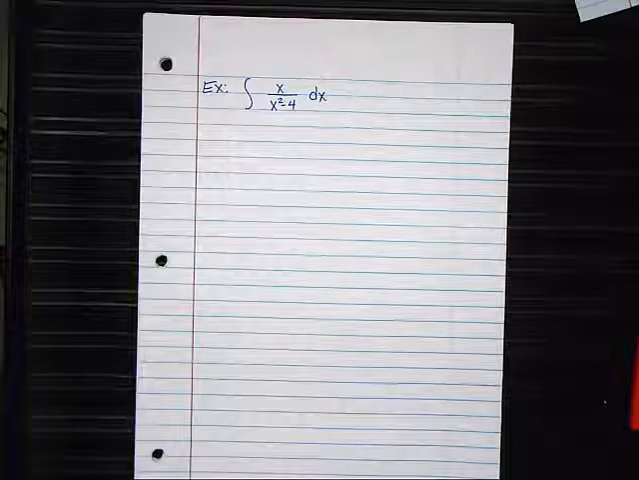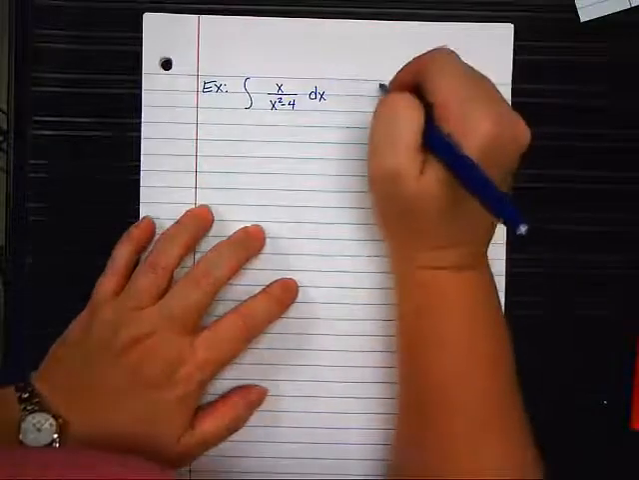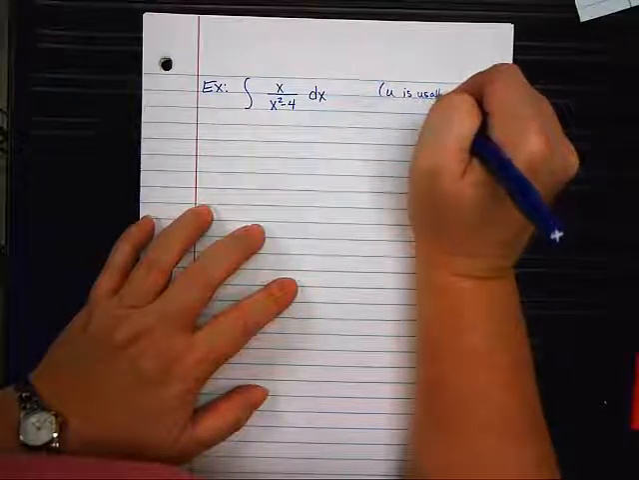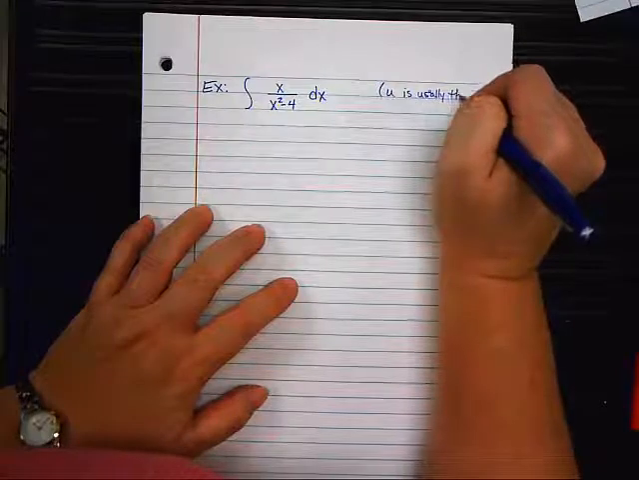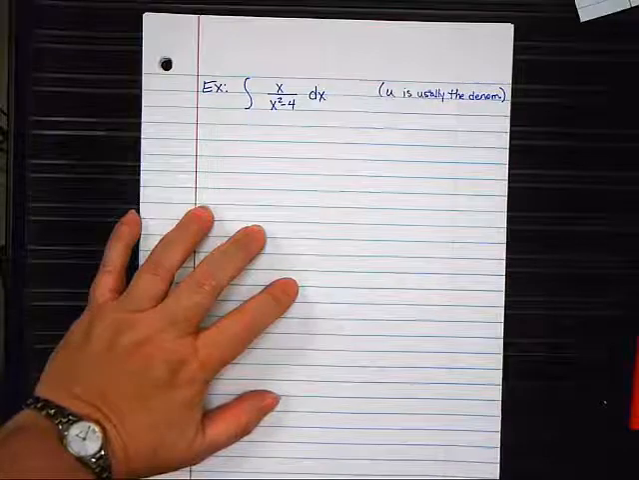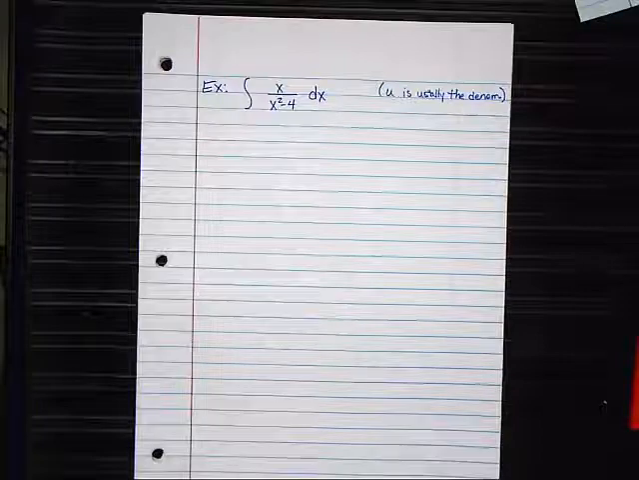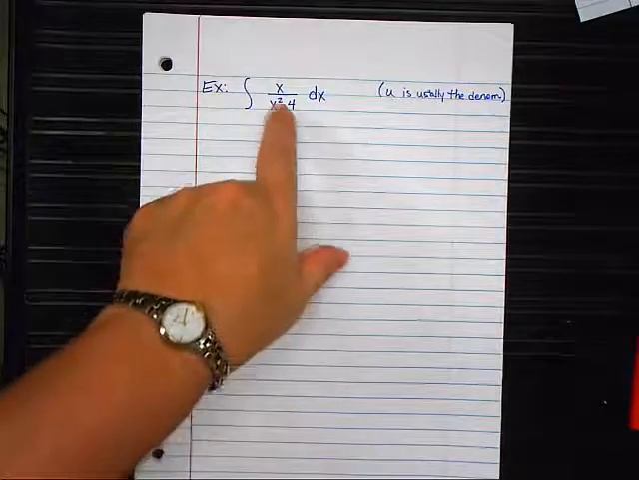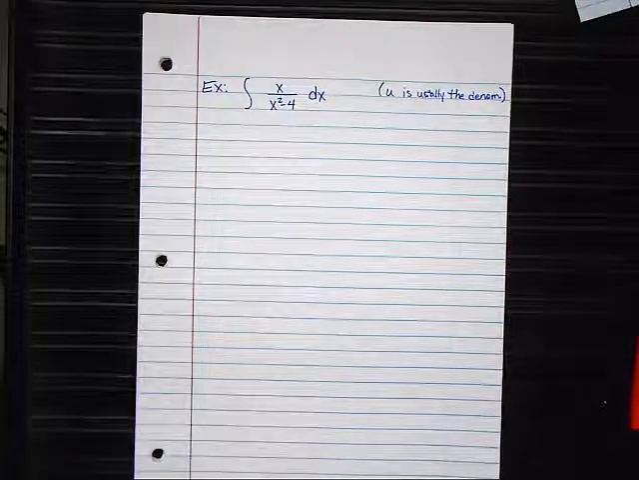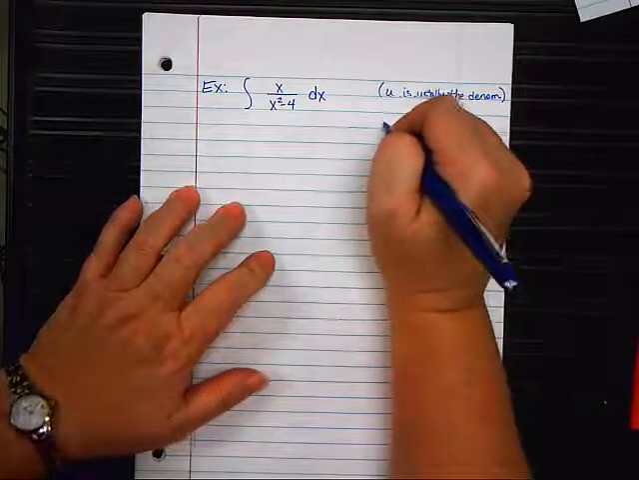Okay. When you are given a problem with a fraction, I have a hint for you. And that hint is U is usually, but not always, the denominator. If you're dealt a problem, especially this one, where nothing is inside of anything else, because remember yesterday we talked about U is supposed to be the inner function. If nothing is inside of something else, U is usually the denominator, and DU tends to be the numerator. You can never have a DU on the bottom of a fraction, ever. Okay?